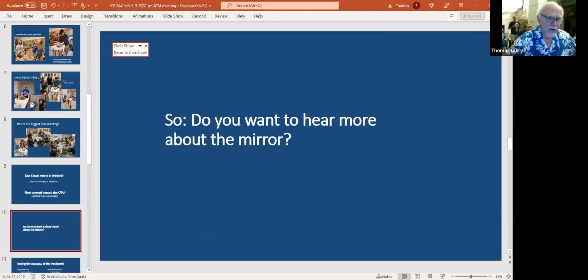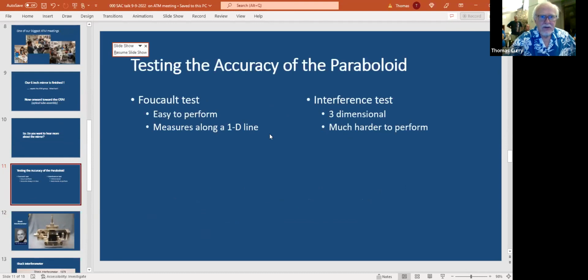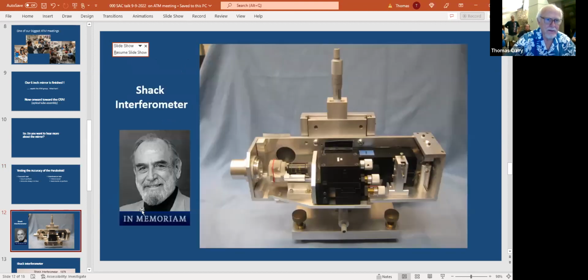Go ahead. Okay, first of all, the Foucault test versus the interference test. The Foucault test only tells you the figure of the mirror across a line across the middle. In fact, it doesn't even do that. It tells you halfway from the center to the edge and duplicates that. The interference test tells you fully three-dimensionally what the surface looks like. So that's what we are doing.